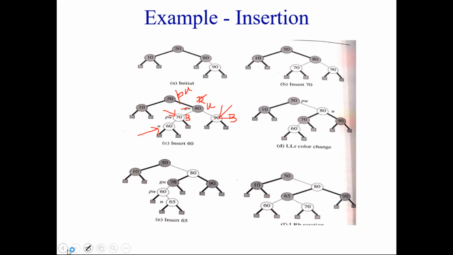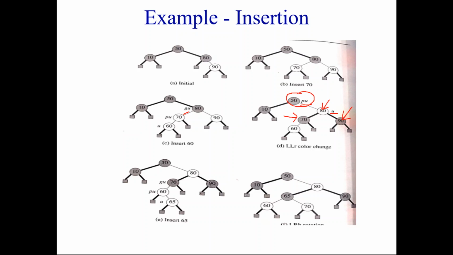See this particular diagram. We are just inserting 60, and there is an imbalance here. Both the parent and the sibling are red, so we change the colors. The parent 70 and its sibling are made black, and the grandparent is made red. Then we change the pointer: the previous grandparent has now become the new node, and this has become the parent. Then there is no grandparent. If this is u and this is pu, you can stop, because pu is the root node.